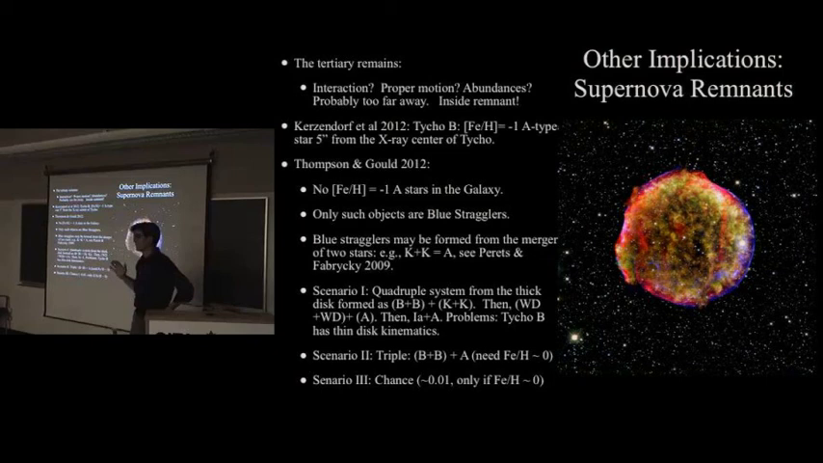Okay? There are other scenarios, but they all require the Kurtzendorf et al. metallicity to be much closer to solar. If you want chance projection, the chance projection with a solar metallicity A star is 10 to the -2. If you want a -1 A star, it's down by a factor of at least 1,000. So this is a way multiplicity might actually play a role in supernova studies, local supernova studies.